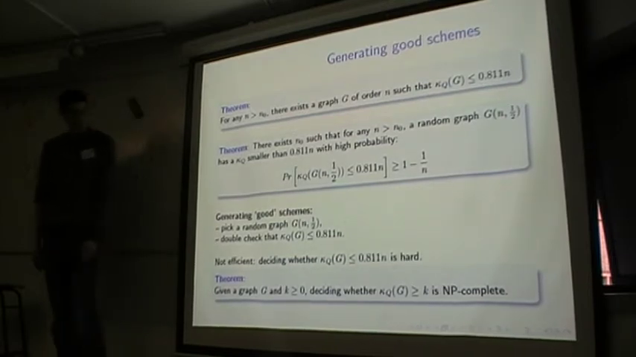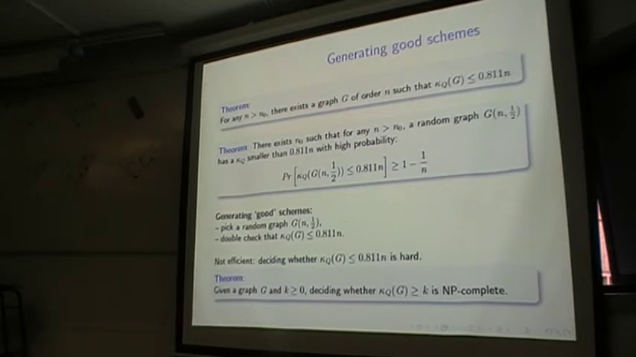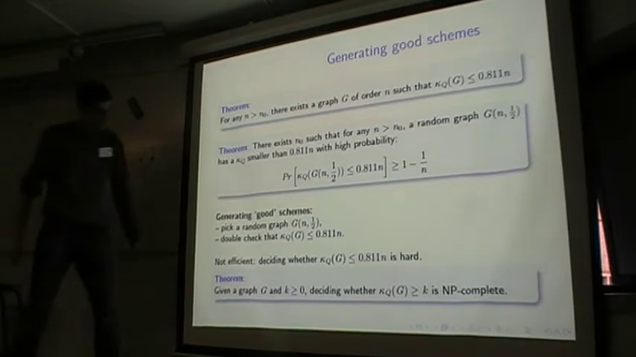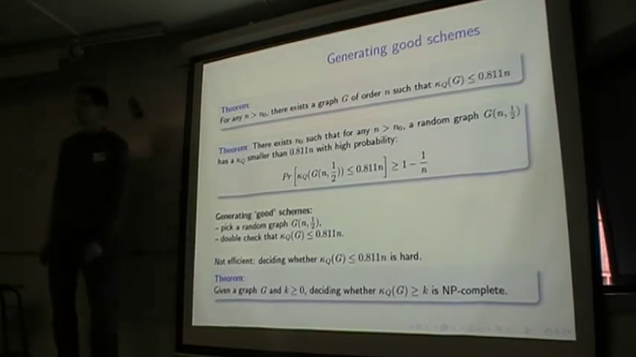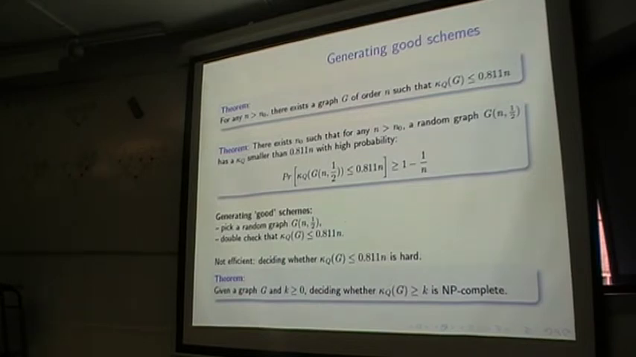But the non-efficient part is the double checking. Double checking that the kappa q of the graph is smaller than 0.8 n is hard. Okay, deciding this is hard. In fact, we proved that the corresponding decision problem is NP-complete. So if you're not familiar with NP-complete, it means that there is no efficient algorithm, no polynomial time algorithm, unless P equals NP, which is unlikely. Okay? So there is no efficient algorithm for deciding this.